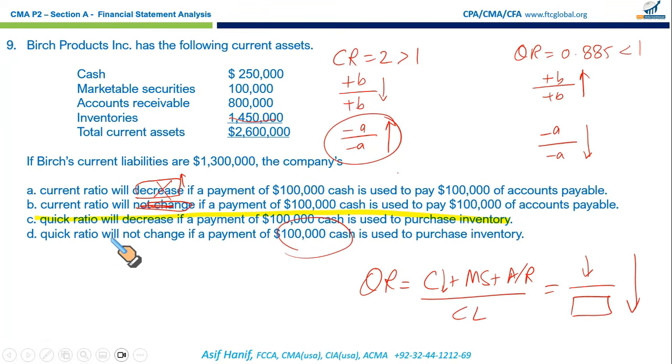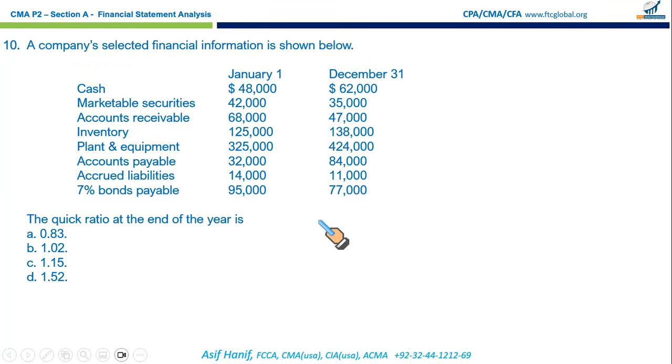Correct option. Quick ratio will not change. No, it will change if you buy on credit. If you buy on cash, your cash is reduced, and that causes the ratio to fall. C is the right option. So such questions can take more time, but be careful how to reduce your computational time.